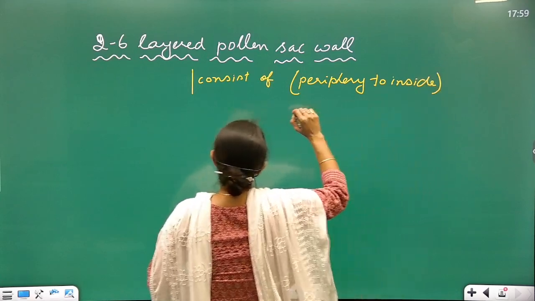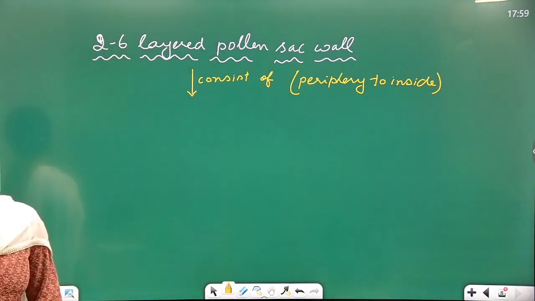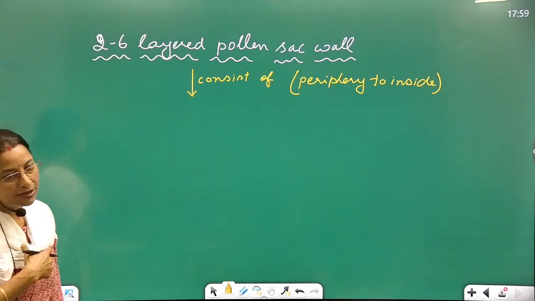Do you understand the word periphery? Periphery, the one that is far away, right? Towards the inner. Periphery is the outer side.